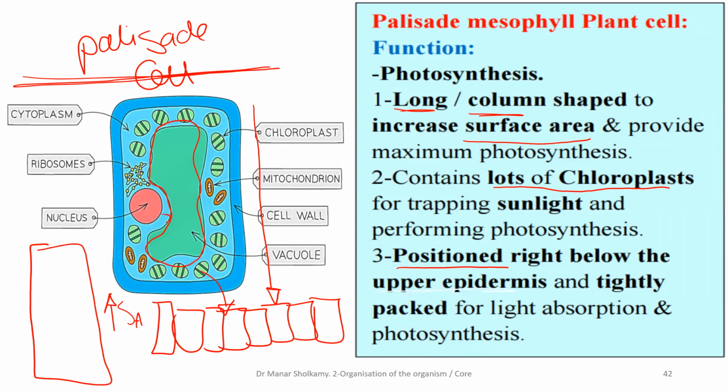I think your problem is with the word upper epidermis. Upper epidermis is the upper layer. They are just below the upper layer of the leaf so that they are right below the sun. Is this better? Yes, thank you.